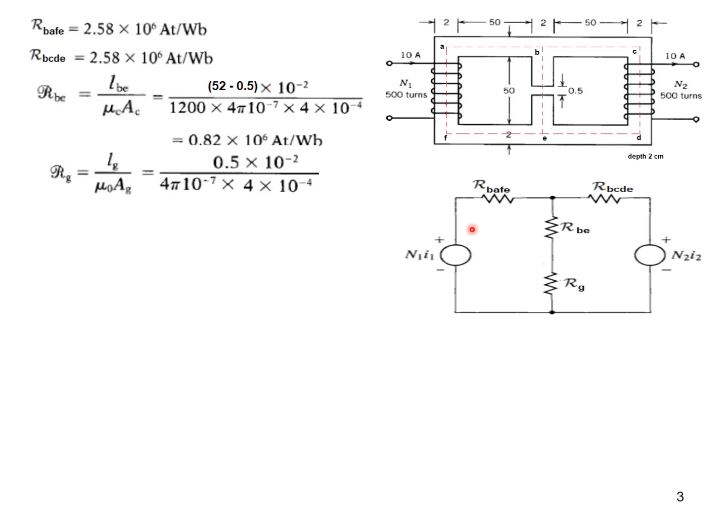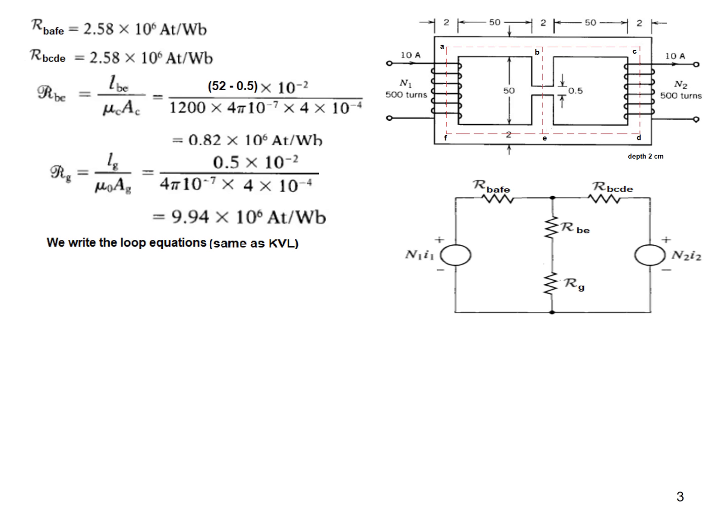Similarly, RG for the air gap 0.5, and now here the formula will change. No more mu c because it's an air gap, so no core, so it is mu 0. And AG and AC are the same, so we'll be using the same dimension because the depth here is also the same, so the cross-sectional area is the same. And solving this, we find this value for RG. So we have got all the 4 values.